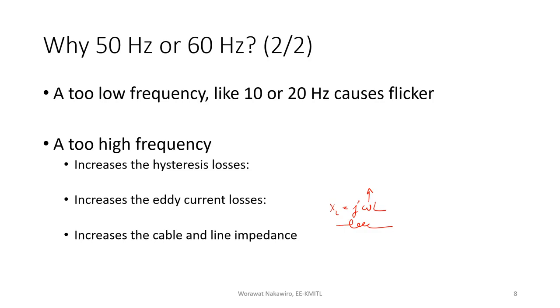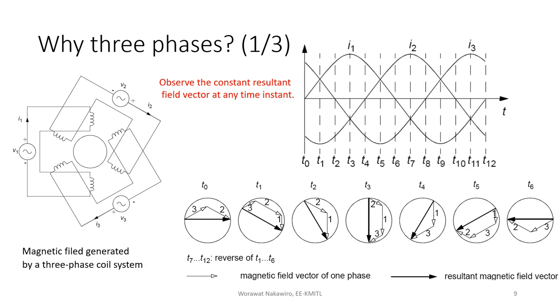right? If you use too low a frequency, it can cause flickers. If it's too high a frequency, then it can incur more losses, especially in a power system where you have so many transformers. Especially with high power transformers, too high a frequency means the loss in transformers is too big. Also, too high a frequency increases the reactance of the transmission lines, so your power transfer capability, the ability of the system to transfer power from point A to B, is less. That means the system is less efficient.